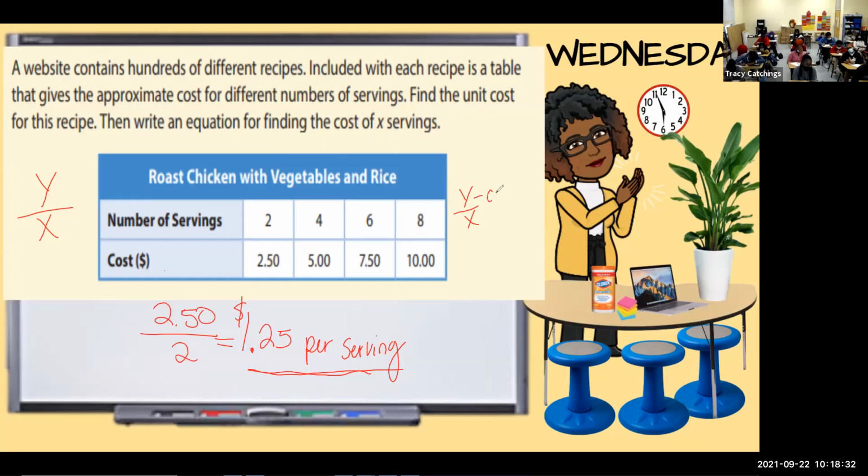Y in the table is for cost. The x is for servings. So that would be cost per serving. That's how you figure out what it would be based on all of it. Any questions about that? Yes, always y over x. Yes, only when it is proportional. If it's not proportional, we need to pick out those 2 points and do the y2 and all of that. Any questions?